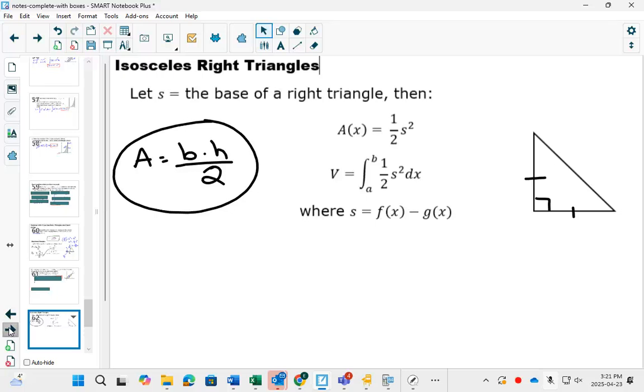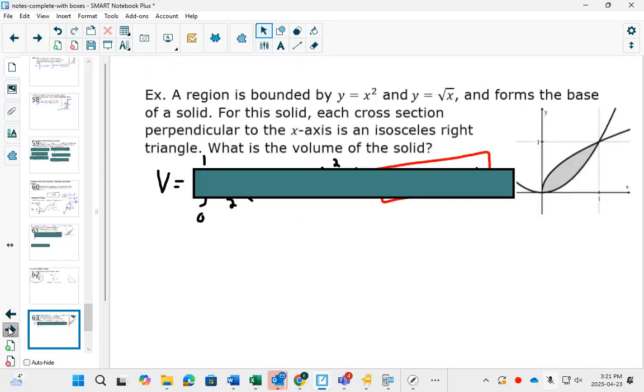So we could do the same shape, perpendicular to the x-axis, so there it is. And now the one side is straight up and the other side is a triangle.